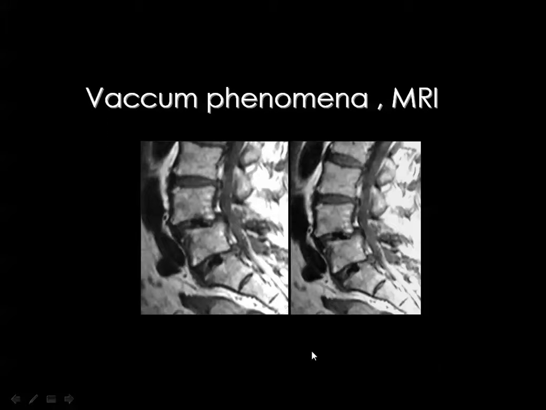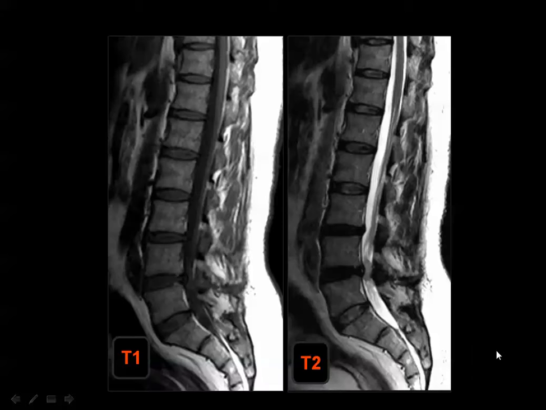In MRI, it may be difficult to detect air within the disc because the disc will lose its water first. Then the disc will be of black signal in the T1 and T2 weighted images, and air is also of black signal in the T1 and T2 weighted images. But you can easily appreciate the presence of air here and there compared to the discs above. These discs do not contain air, while here and there you can see this very dark signal, which is due to the presence of air within the disc substance.